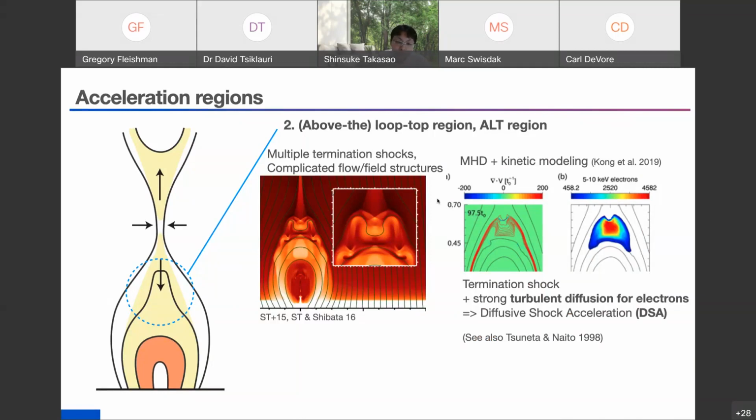People have considered that the shocks would be a good accelerator, and with this in mind, Kong et al. performed a simulation that combines MHD and kinetic equations, and they found that diffusive shock acceleration will work in the above-the-rooftop region if this region is sufficiently turbulent. I will come back to this point later.